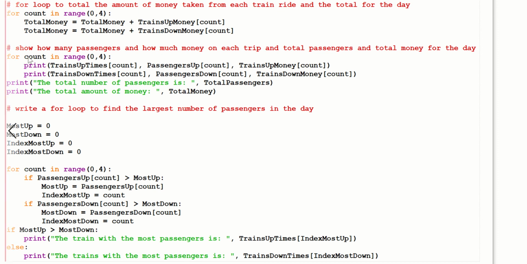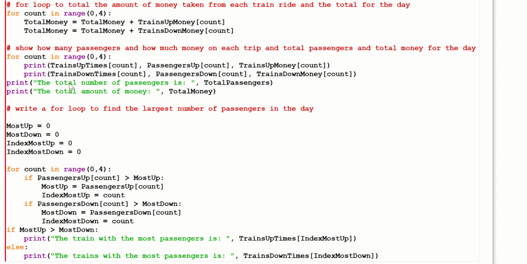For count in range 0 to 4, print chains up times count, passengers up count, and chains up money count. So it's going to print the time of going up, the passengers that have gone up, and the money for that chain time, the time down, the passengers for that time, and the money collected for that time.